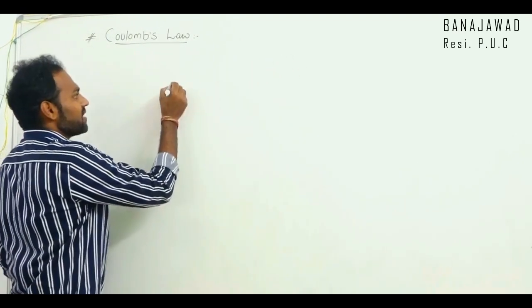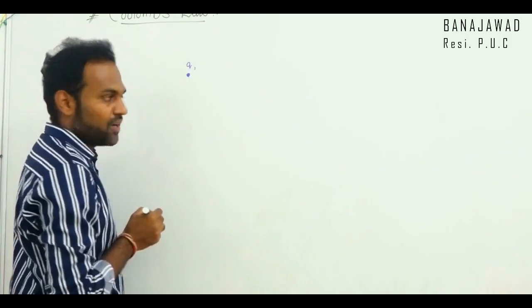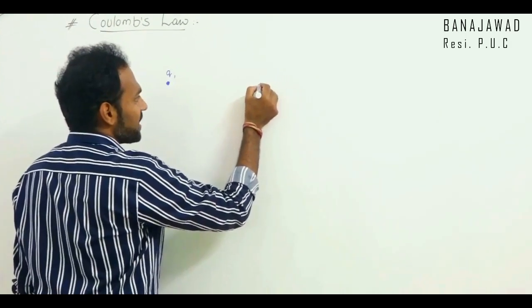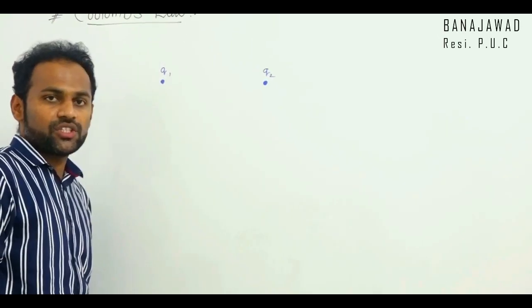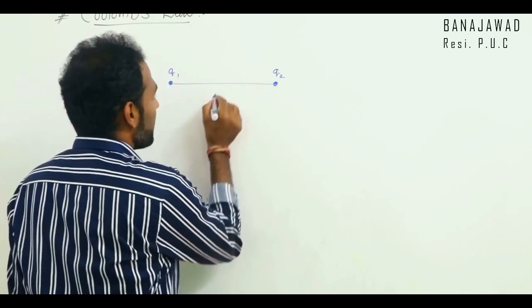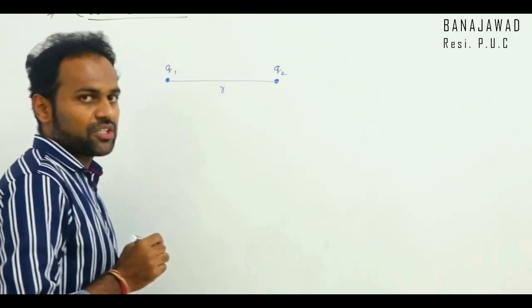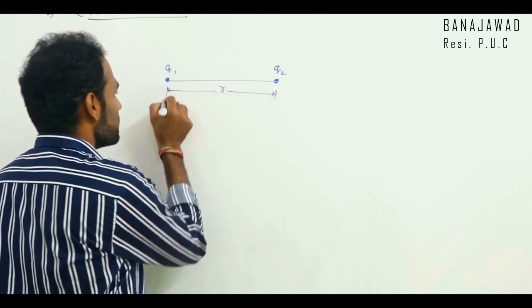Let us consider 2 point charges here. Let this be the first charge, I will call it Q1, and let this be the second charge, we'll call it Q2. So these are the 2 point charges, Q1 and Q2. These 2 point charges are separated by a distance called R. The separation between the charges is R.